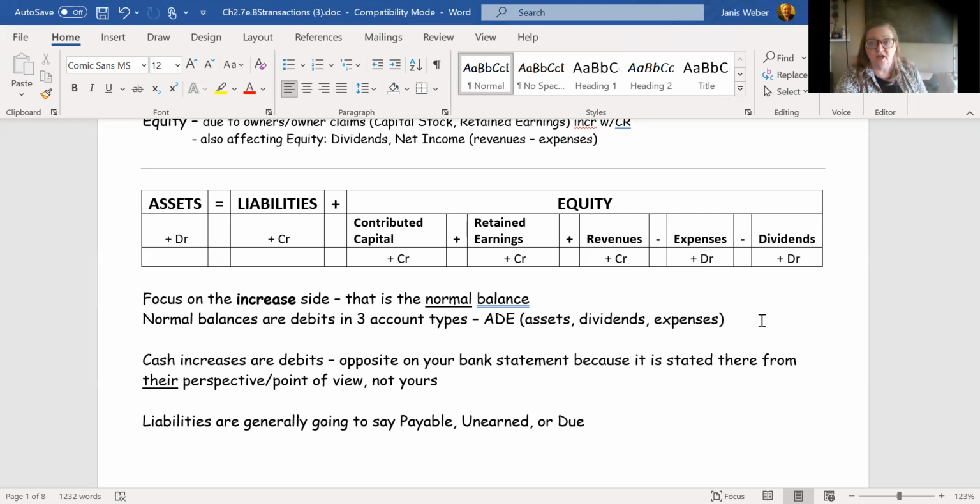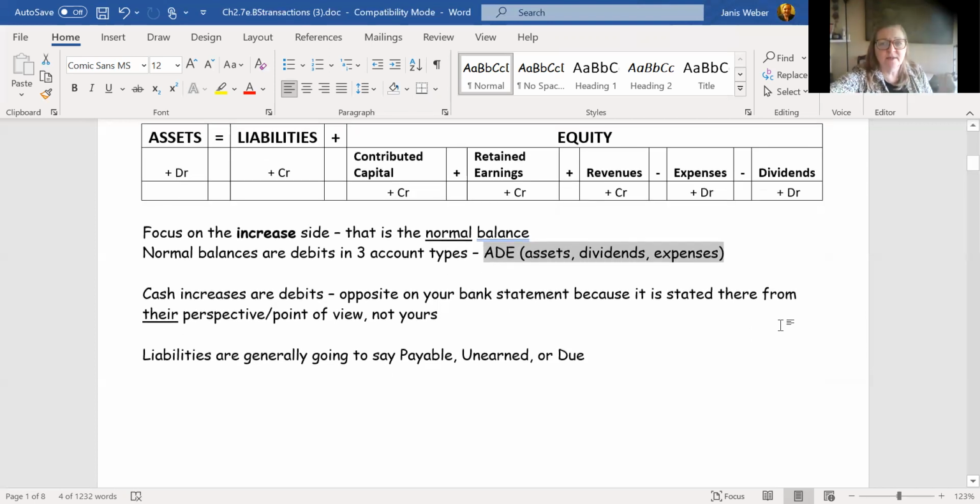That accumulated depreciation is a contra asset account. So it reduces the asset. But normally assets, by and large, increase with a debit. And so do expenses always, and so do dividends always increase with a debit. So this is a good thing to remember. I have it in alphabetical order, so you can use this little acronym if you wanted, ADE. That's just assets, dividends, expenses, and those are the accounts that increase with a debit. And that's the normal debit balance accounts. Okay, cash increases with debits.